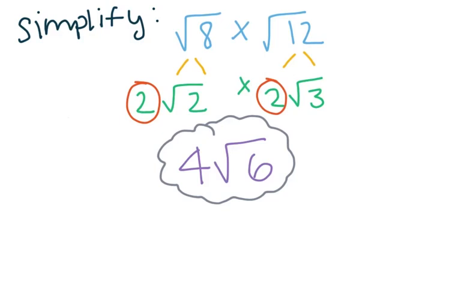So you multiply 2 times 2, which gives you 4. And then inside the radical you have 2 and 3. They're not the same number, so you just multiply them. So radical 2 times radical 3 gives you radical 6. So the final answer comes down to 4 radical 6.